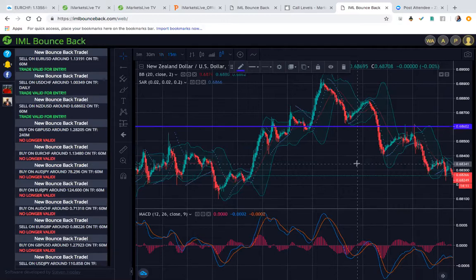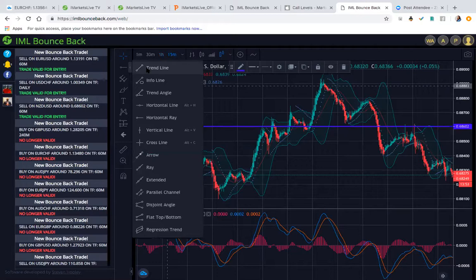Some persons get very confused as to how they're supposed to draw their trend line, where they're supposed to draw, etc. If you are selling the trade, if Bounce Back is asking you to sell the trade, identify the uptrend, right?